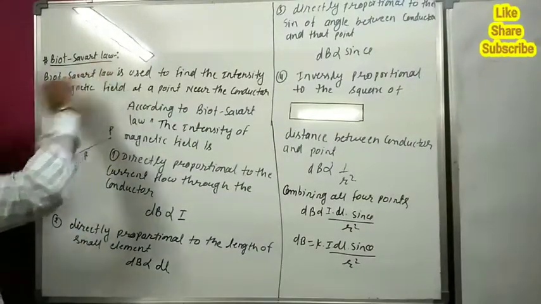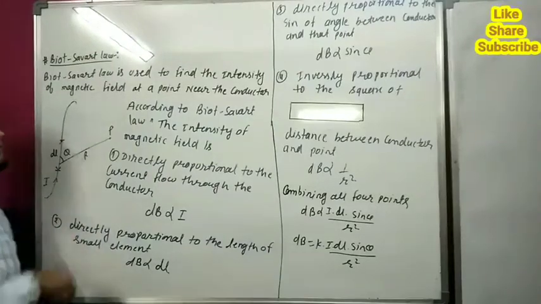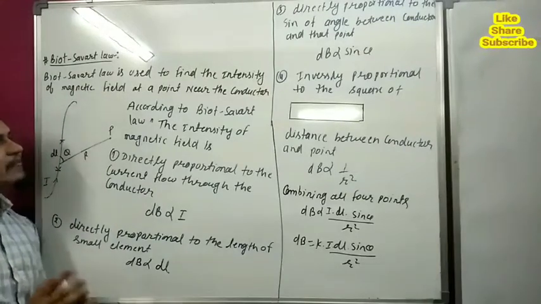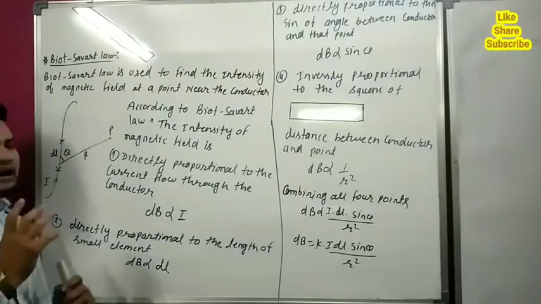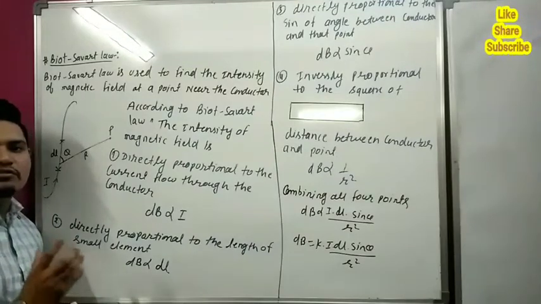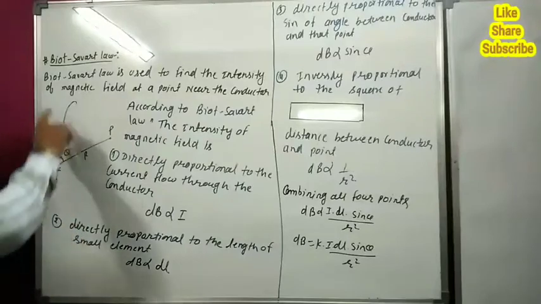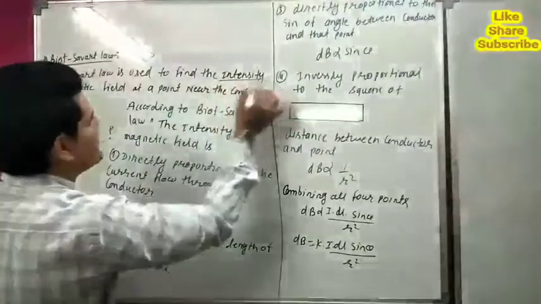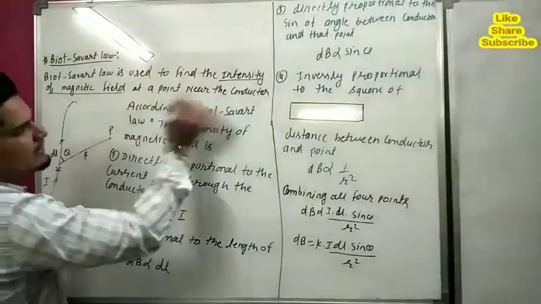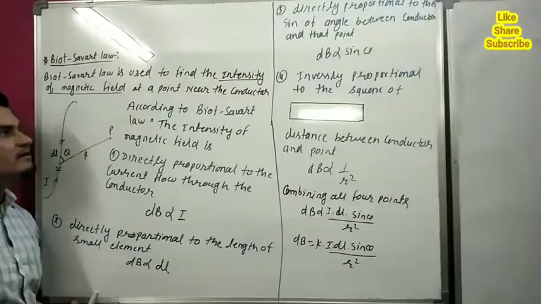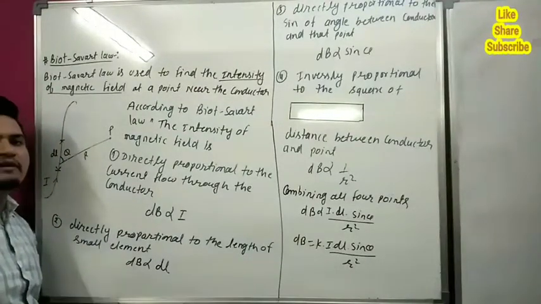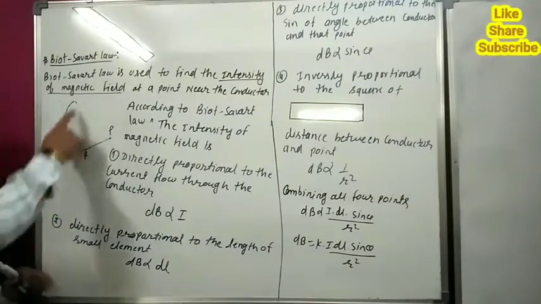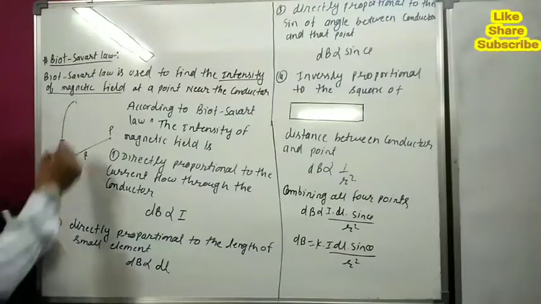This is given by the Biot-Savart law. Biot and Savart were two scientists, Biot is one and Savart is the second. They calculated the intensity of the magnetic field due to current. The Biot-Savart law is used to find the intensity of magnetic field at a point near the conductor, due to current flowing through the conductor. So suppose we consider a conductor. This is the conductor, and we can call it M.